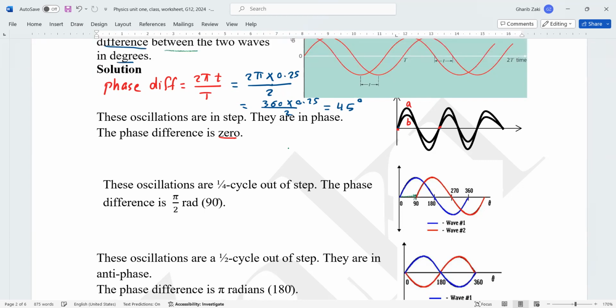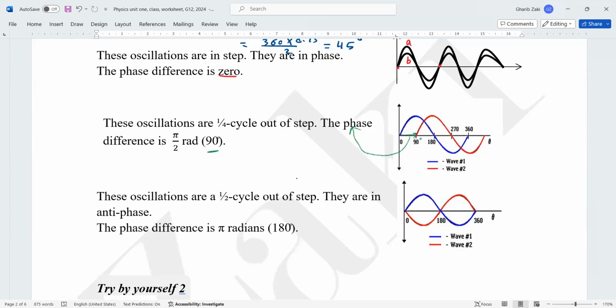Now, for the second one, can you see here? This is the phase difference. So the phase difference is 90. The blue one starts at 0. The red one starts at 90 degrees. So the red one is 90 degrees ahead of the blue one. So the phase difference is 90 degrees or pi over 2.